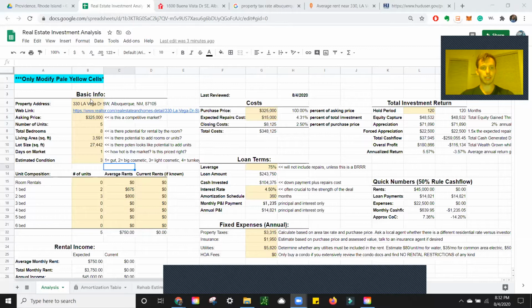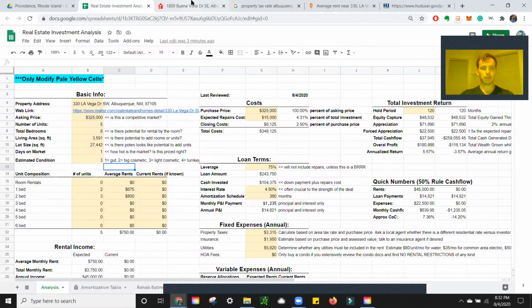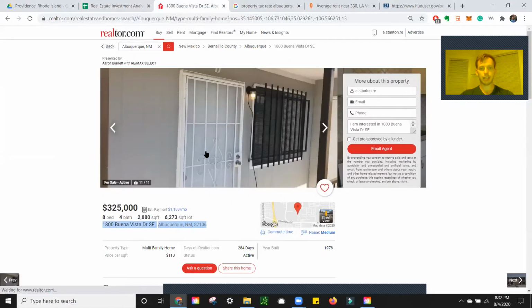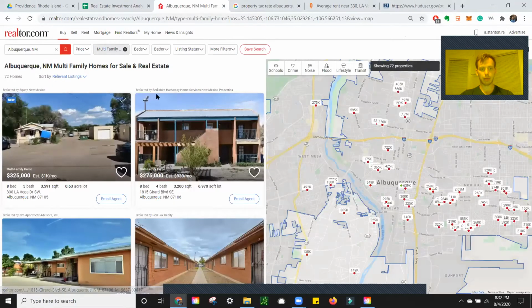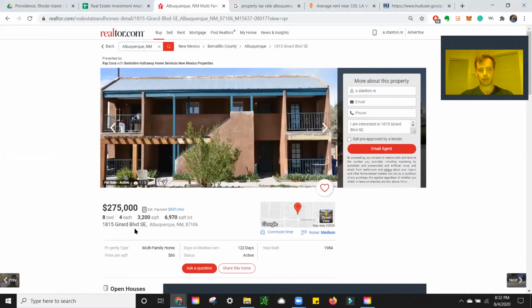So this is going to be a quick demo on how my calculator works. I just decided to pop into a different market for fun. We're looking at Albuquerque, New Mexico. So first thing we're going to do is, obviously, take a peek in the market and decide we want to find something interesting. Here is what looks like a 4-family listed for $275, 8 beds, 4 baths. I like the sound of that. So we're going to start right here.